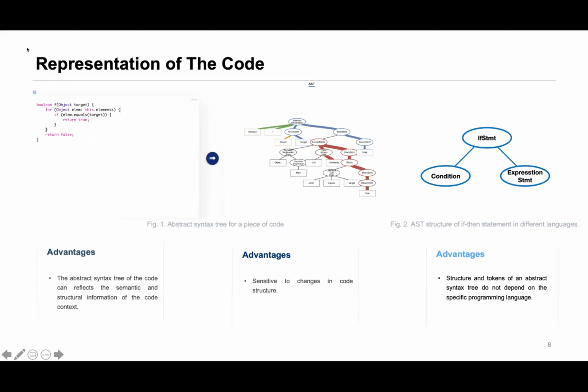Since the abstract syntax tree of code can reflect the semantic and structural information of the code context, we adopt it as a representation of the code snippets to make up for the deficiencies of the static code metrics. Moreover, as shown in Fig 1, the structure and the tokens of an abstract syntax tree do not depend on a specific programming language. For example, the if-then statement often has different representations in different programming languages, but as shown in Figure 2, the structure and the tokens are always the same.